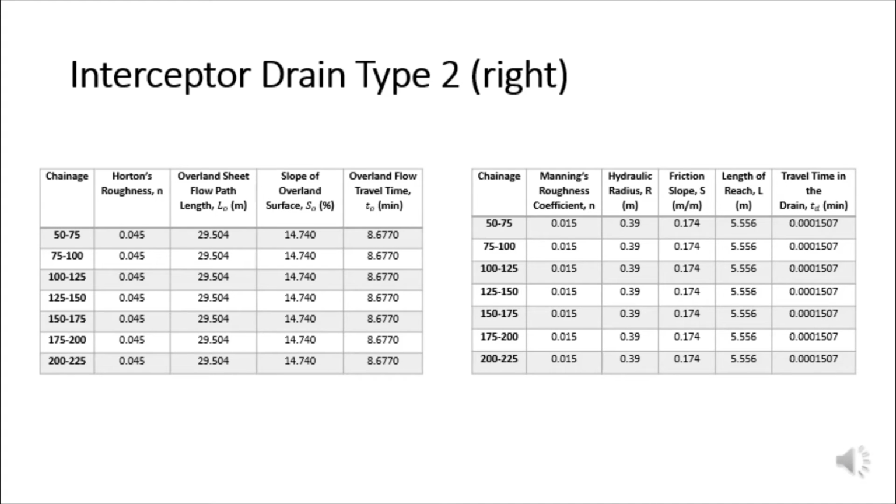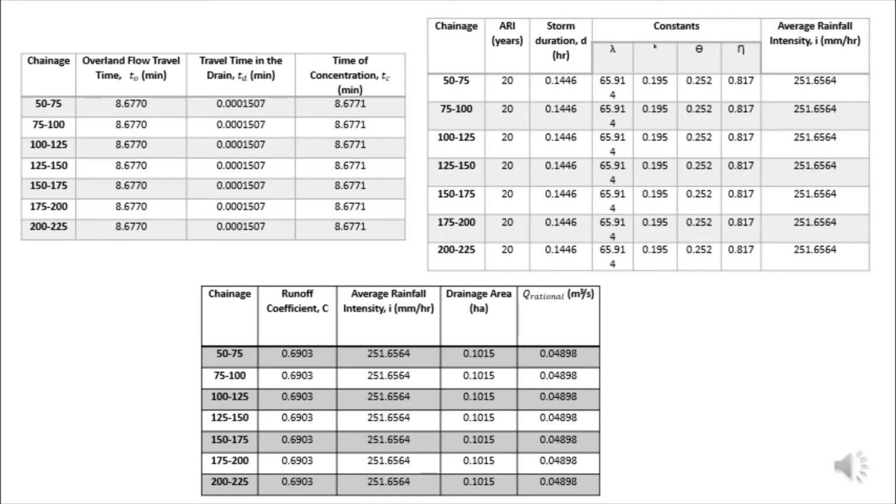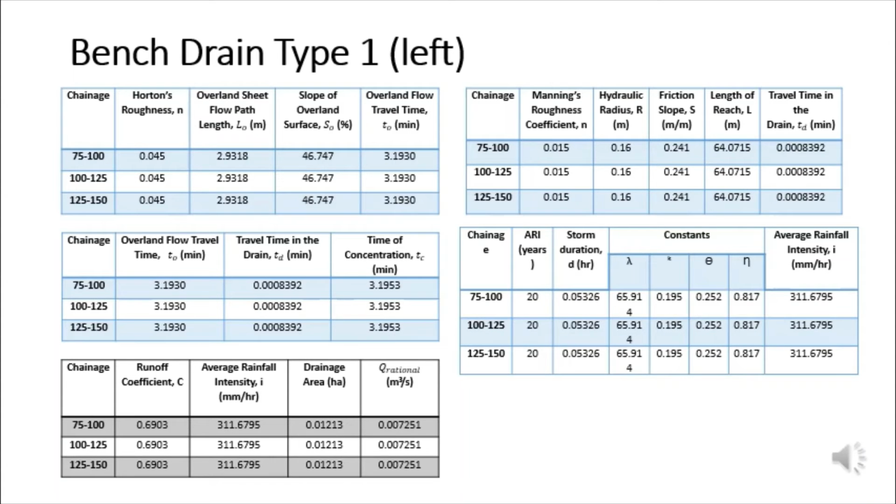For the right side of the interceptor drain, it is also the same calculation as the left side in channels 50 to 225. We need to find the L0, S0, S, and L in the plane profile and then calculate the T0 and TD. After we calculate TC, I, and the Q rational, we can see that the Q rational of the right side of the interceptor drain is 0.04898.